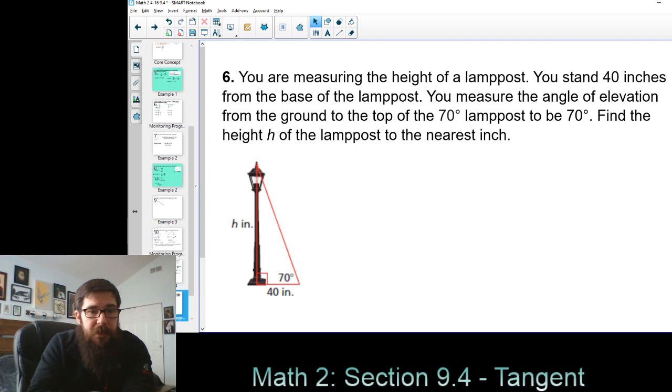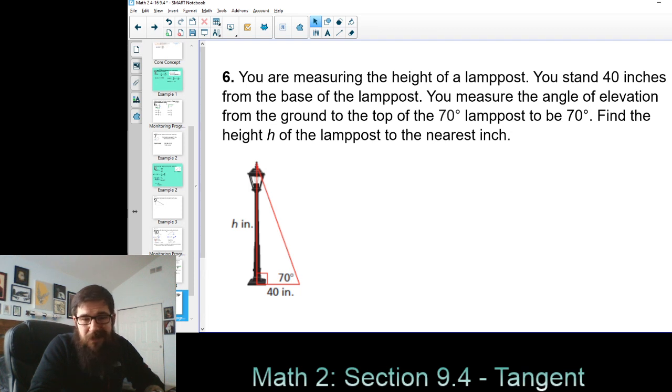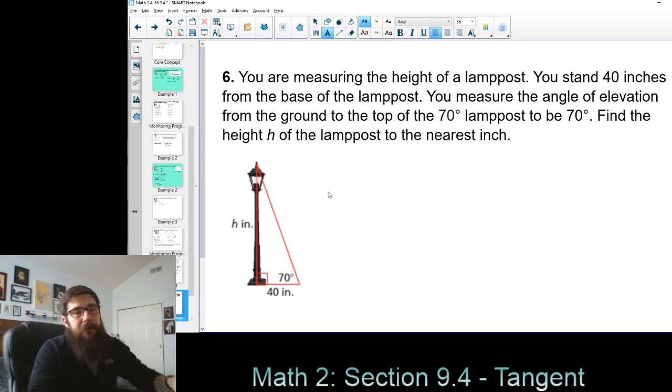Let's try this guy, example 6 here. Same deal, trying to find the height of a lamppost. Pause this and give it a try. We can see you're 40 inches from the base of the lamppost, and it's a 70-degree angle. What do you think this setup is going to look like? Pause it, give it a try on your own, and then come on back.